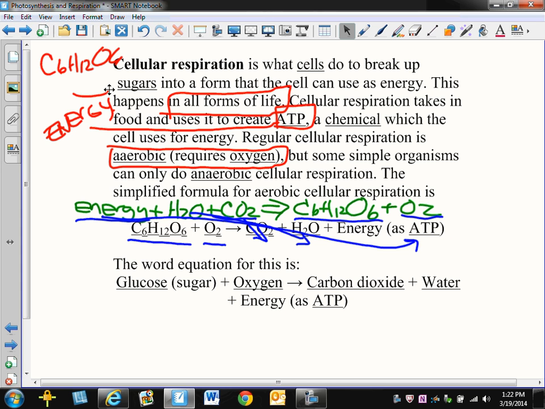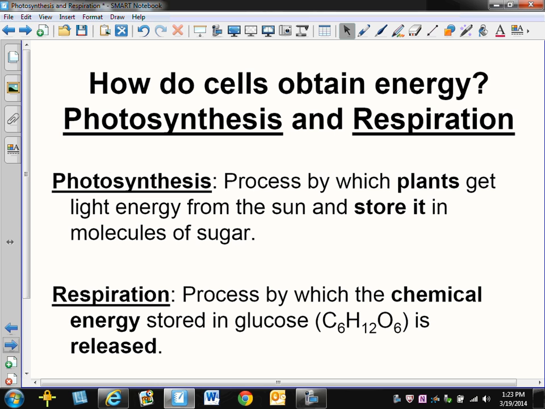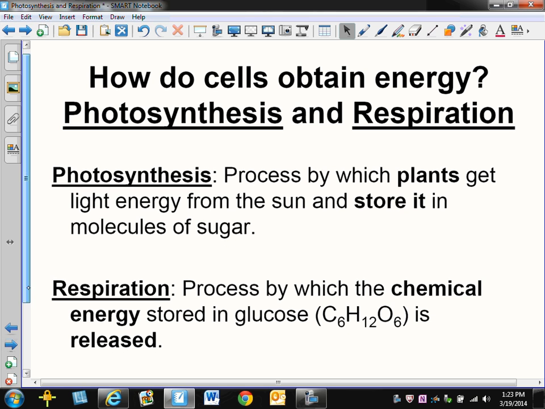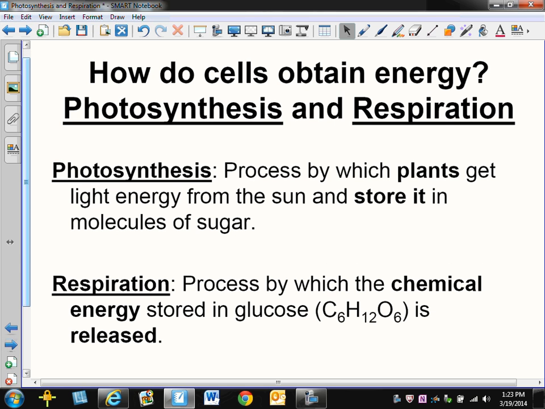All right, here you go. Here's your notes. This is the first part. I accidentally did away from the boxes, so you'll have to figure out what's up there. How do cells obtain energy? Well, it attains it in two ways. Photosynthesis, sun, respiration, ATP. Photosynthesis is the process by which plants get light energy from the sun, and they store it in molecules of sugar.